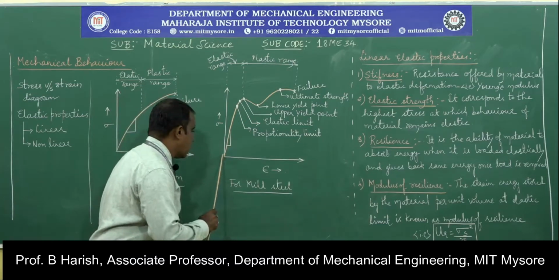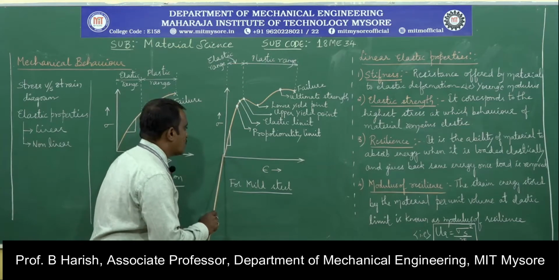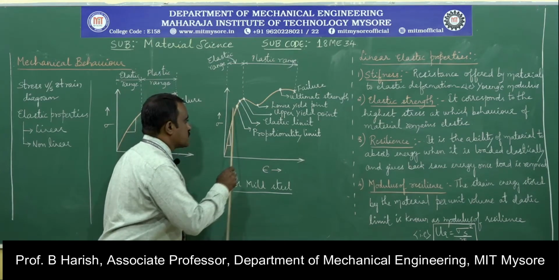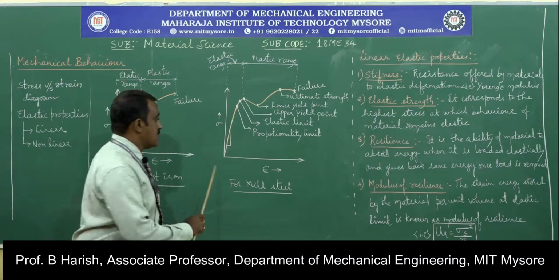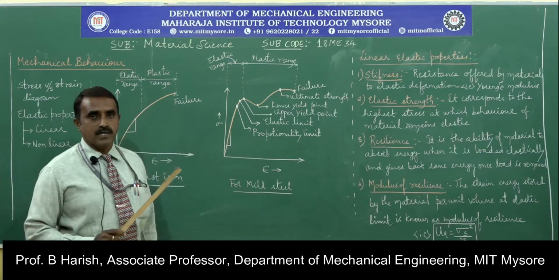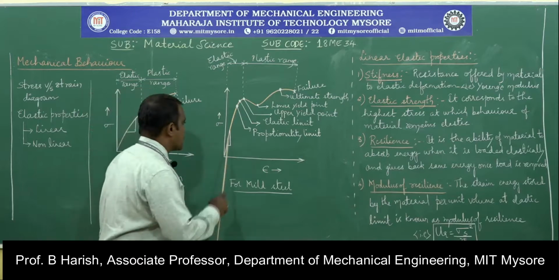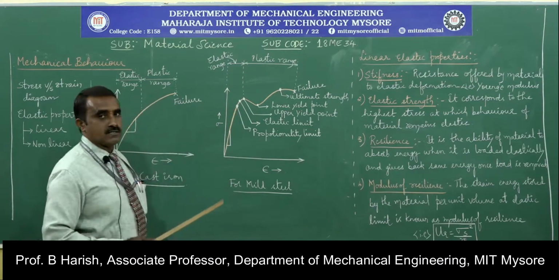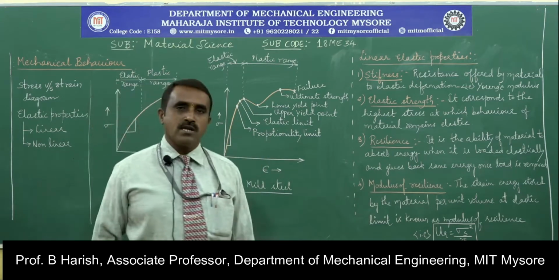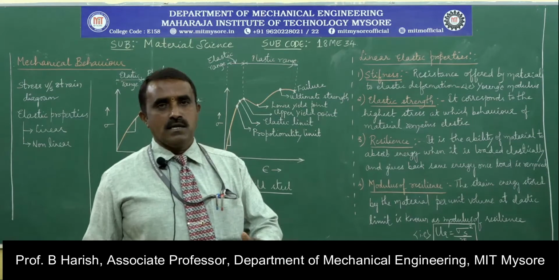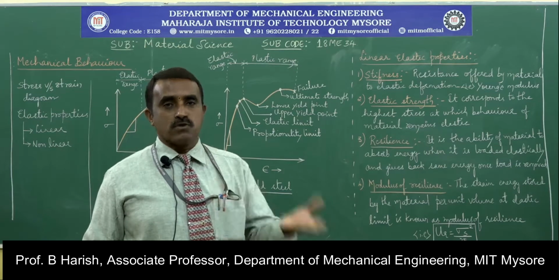Initially, stress and strain are 0, it starts from this point, and then it reaches this point. Up to this point you get almost a straight line. That indicates that stress is directly proportional to strain. Whatever amount of loading is done, the same amount of elongation takes place. So up to this region it is a straight line, and this limit is called the proportional limit. So what is the proportional limit? The proportional limit is the limit up to which the stress is proportional to strain and it obeys Hooke's law.